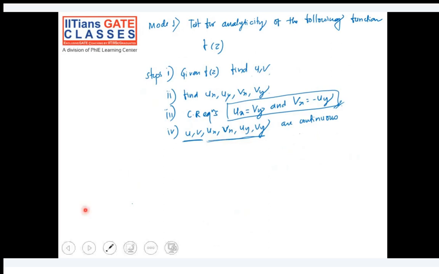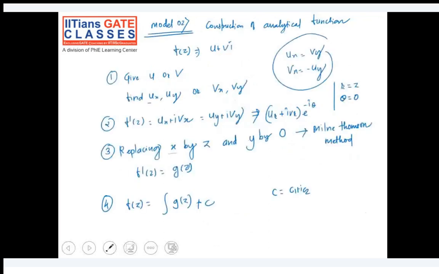Okay. This is the first type of question you can expect from analyticity, that is, check whether the given function is analytical or not. Another type of question you can expect from the analyticity topic is construction of analytical function.